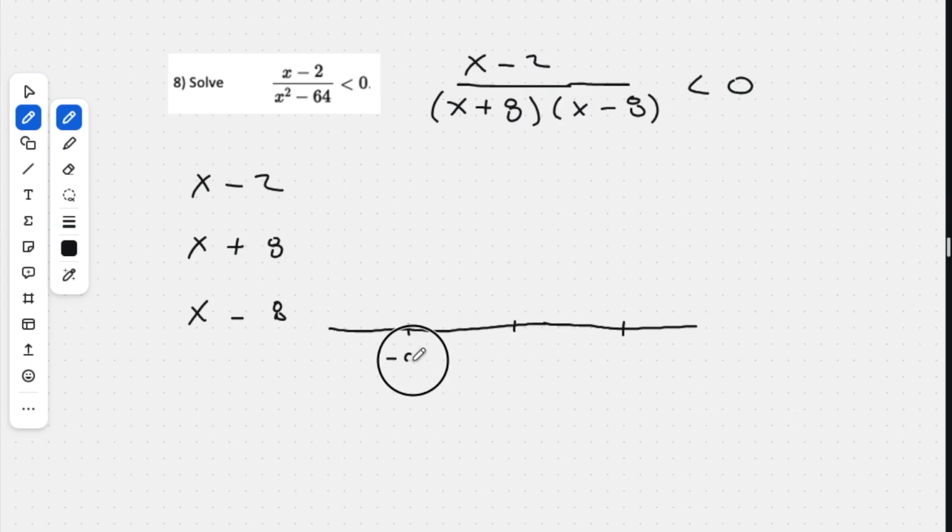Our zeros are going to be -8. Careful to get them in the right order though. This one would be 2. And this one would be 8. And then I will remind myself, actually there's no equals, so I'll just put zeros here, and then I'm not going to include any of those in my solution. So -8 goes with that one, 2 goes with this one, and 8 goes with that one.